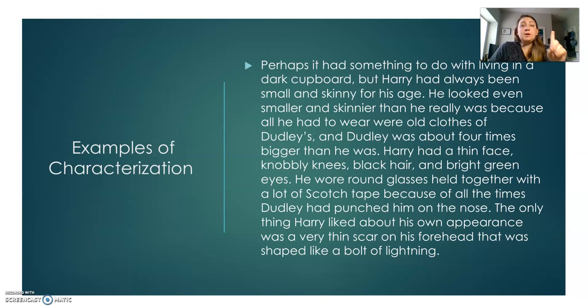And so this is mostly a passage explaining what type of characterization, indirect or direct. If you said direct, then you would be correct because the author is clearly showing you exactly what Harry looks like.